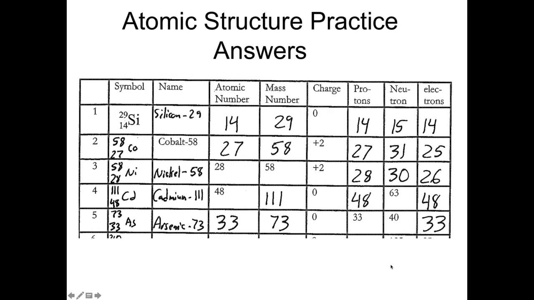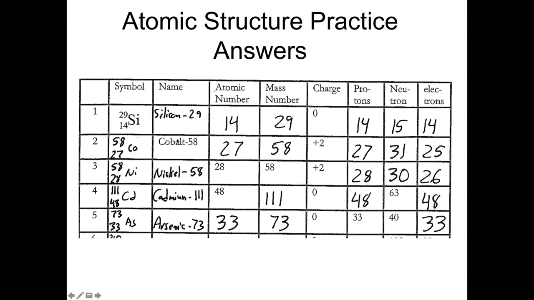Okay, so here are the answers. I'm going to go through the first two in detail. So I have over here, the symbol is 29/14. So I know the name, because this is silicon-29. I know that the atomic number of silicon is 14, and I know that the mass number is 29. I gave you that the charge is 0, so therefore the protons must equal the number of electrons. So the proton number is going to be 14, the electron number is going to be 14, and then 29 minus 14 will give me a neutron number of 15 for that one.